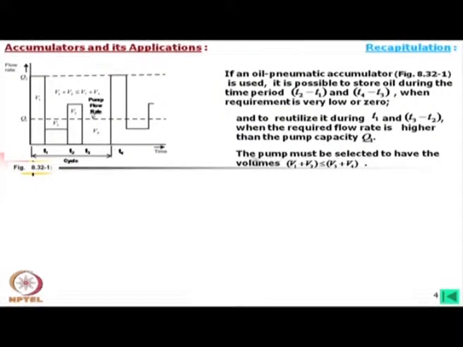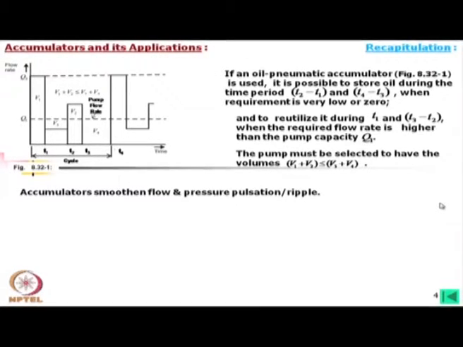Now, here one relation we must remember: V1 plus V2 must be less than or equal to V3 plus V4. Otherwise, if excess oil is required by the system, we cannot supply it.